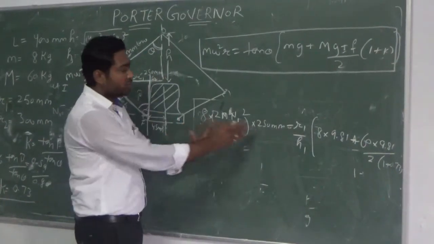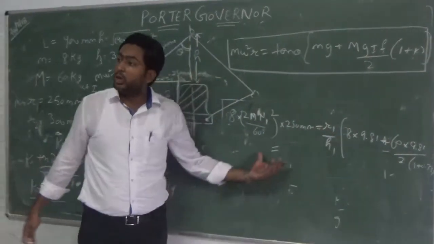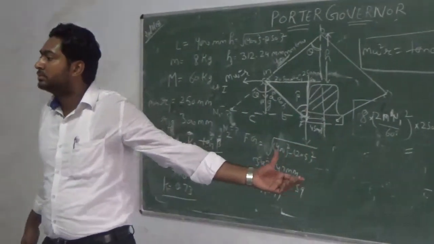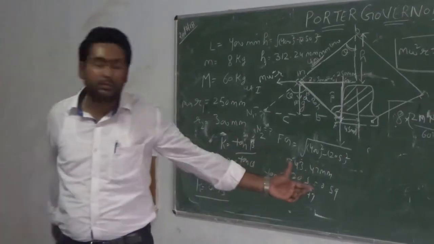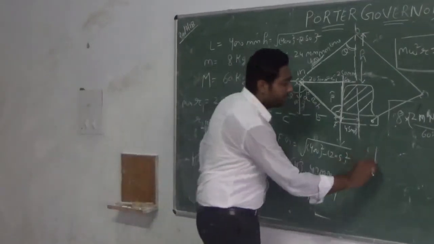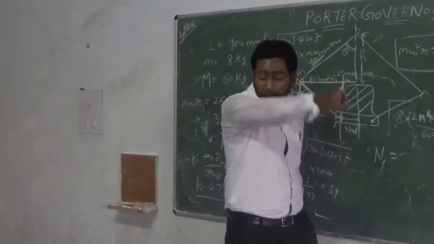m, small m, r. Now you calculate the value of n. Calculate fast. What is the value of n1? Fast.